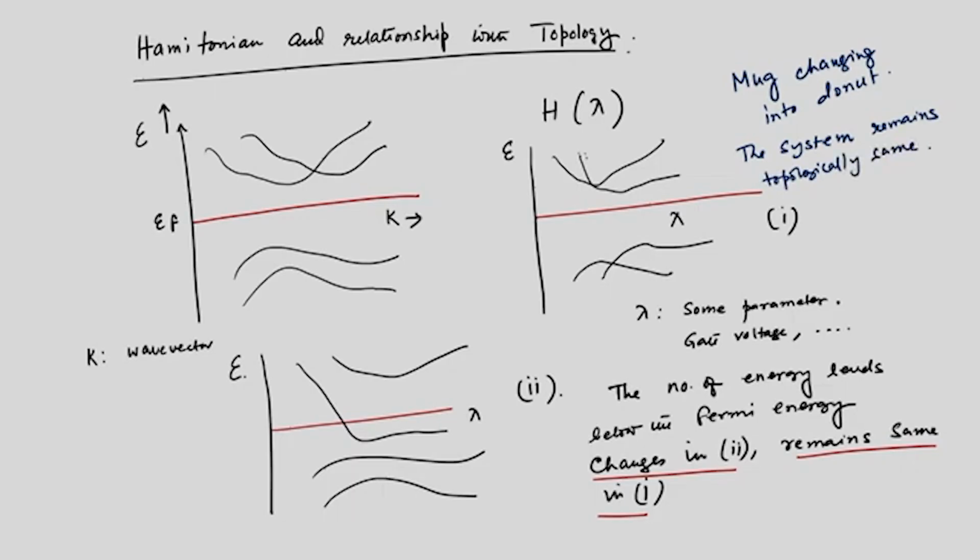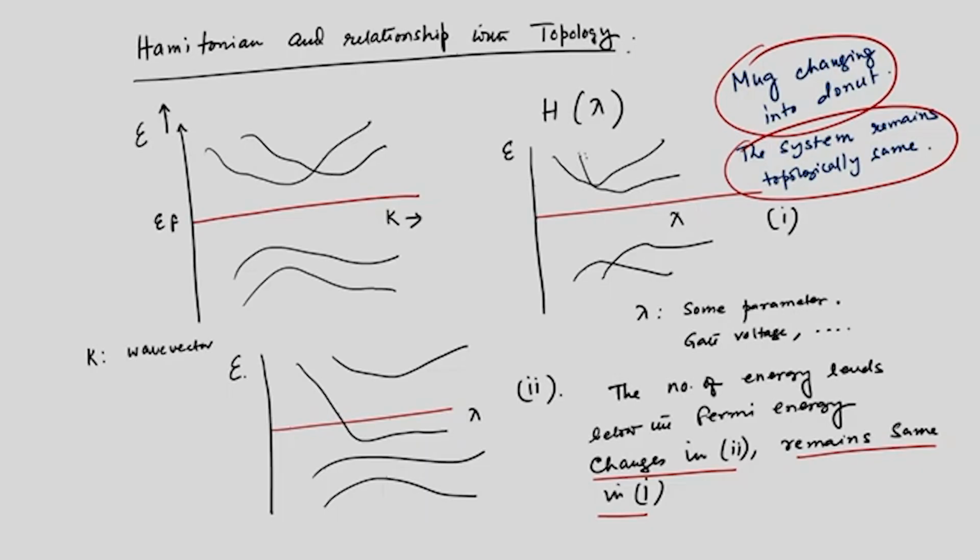Okay. So, these are the two inferences that come out. These two inferences emerge from this particular plot. This is just a schematic plot, so do not worry too much about it. I have just shown two energy levels below the Fermi energy, two above the Fermi energy, and so on.